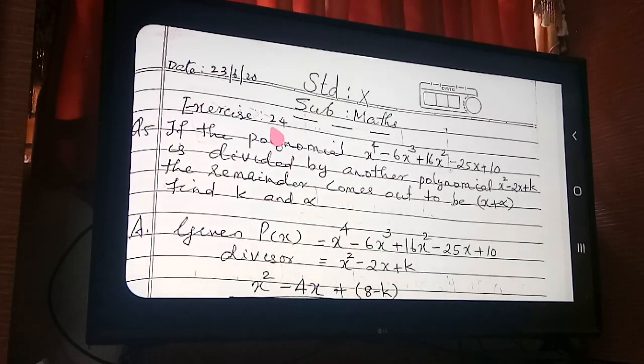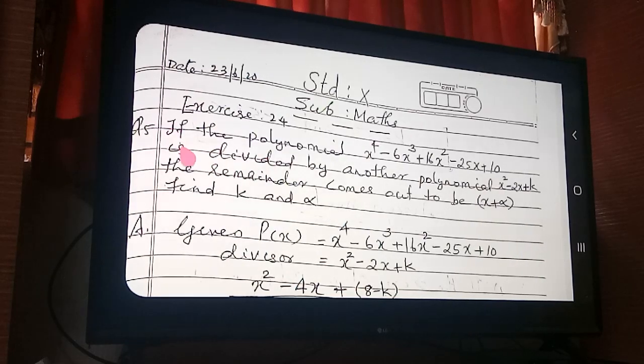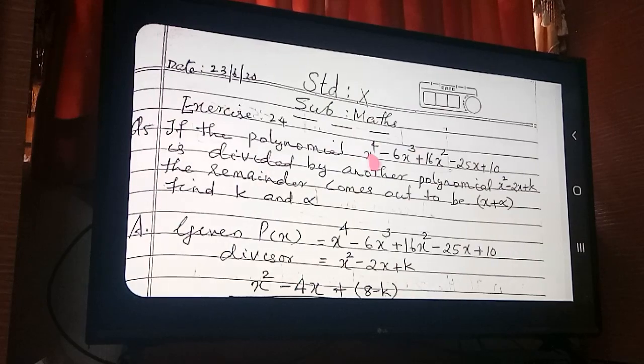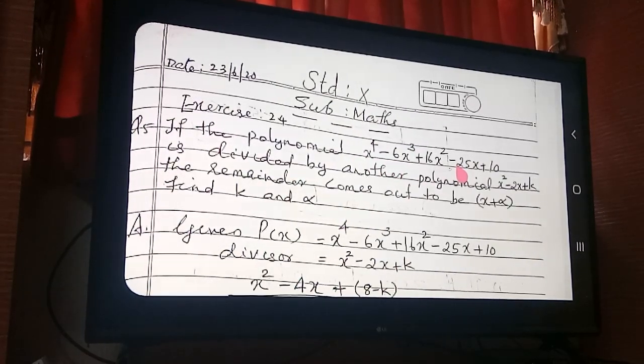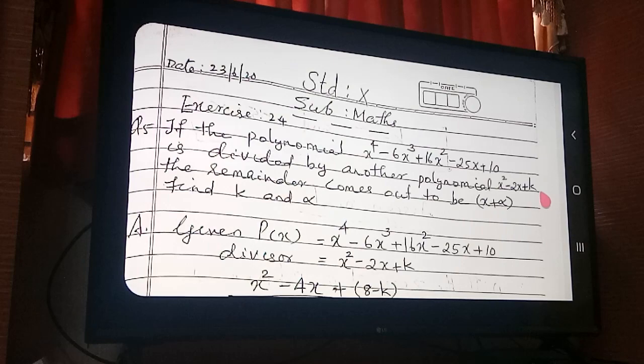Now exercise 2.4, the last sum. If the polynomial x raised to 4 minus 6x cube plus 16x square minus 25x plus 10 is divided by another polynomial x square minus 2x plus k, the remainder comes out to be x plus alpha. Find k and alpha.